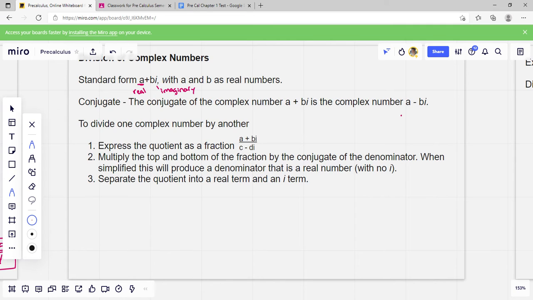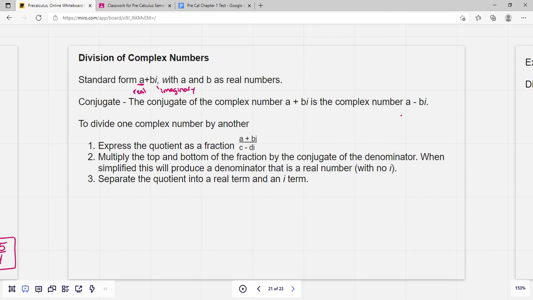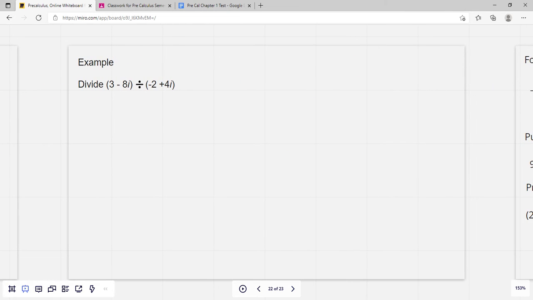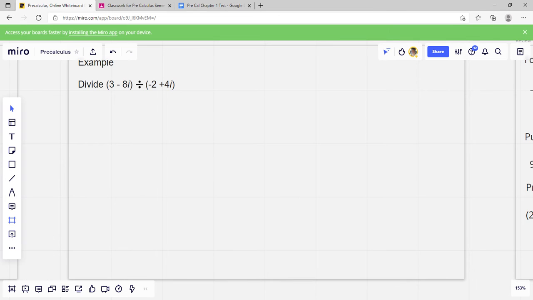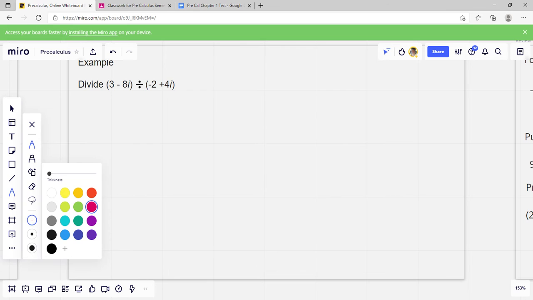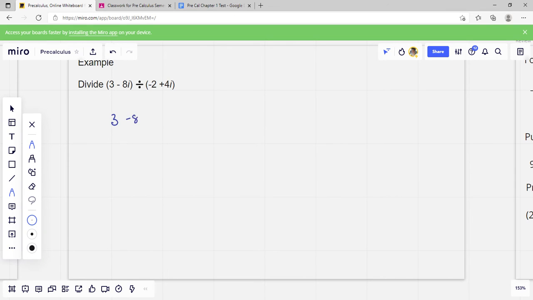All right, so then you're going to separate the quotient into the real term and the i term. So you're not going to leave them as one fraction. You're going to separate it. All right, so let's do an example. So the first thing we want to do is write it as a fraction. All right, so we've got 3 minus 8i divided by negative 2 plus 4i.